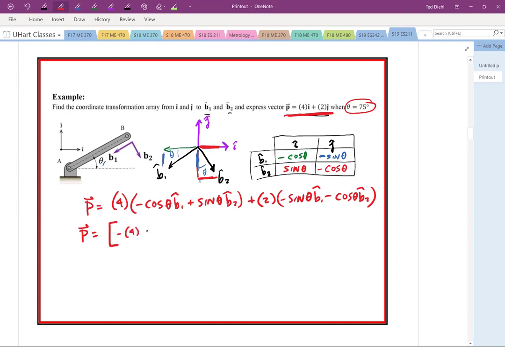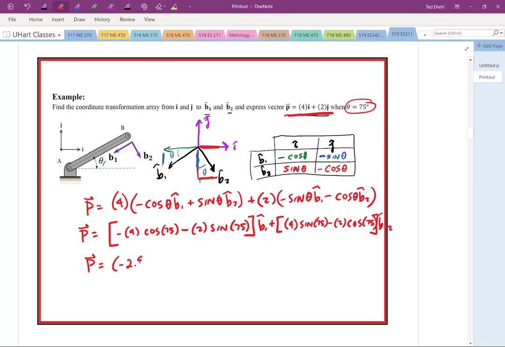It's minus 4 cosine, I'll shove the 75 in there now, minus 2 sine of 75, that's B1, plus, all right, so now we can collect the B2s, and it's 4 times the sine 75 minus 2 cosine 75. Collecting all the stuff together, 2.967 B1 plus 3.346 B2. All right, so there's a coordinate transformation.